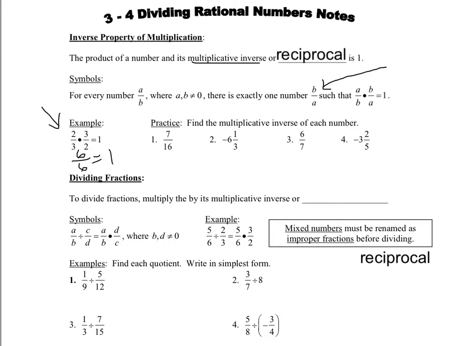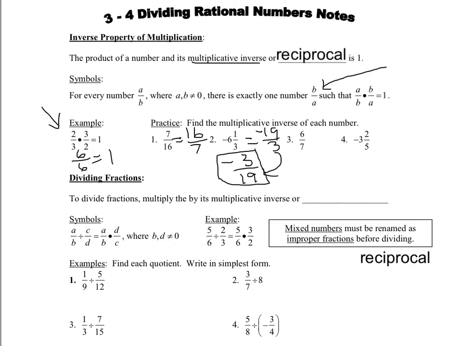Let's practice finding the multiplicative inverse, or the reciprocal. The reciprocal of 7/16 is going to be 16/7. The numerator becomes the denominator and the denominator becomes the numerator. When you have a mixed number, like in number 2, -6 1/3, you have to change that to an improper fraction first, as we've talked about already. 3 times 6 is 18, plus 1 is 19, so this is -19/3. That's the actual number, so the reciprocal would be -3/19.